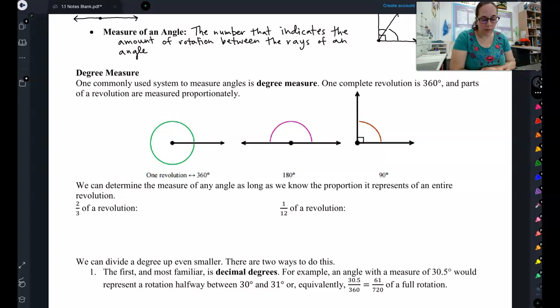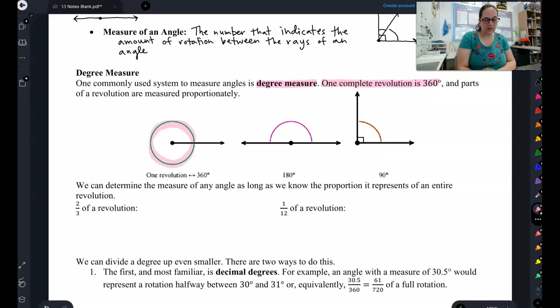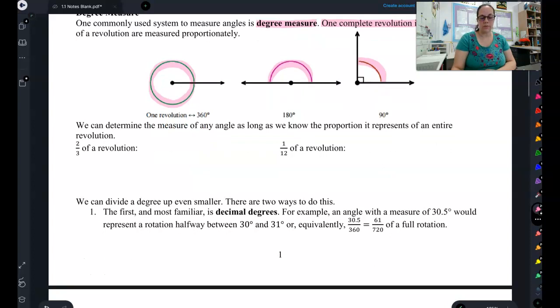One of the most common ways we measure angles is using degrees. Now, one complete revolution around the circle we say is 360 degrees. So if I want to go all the way around the circle, that's 360 degrees. That's one revolution, which would mean that half of a revolution would be 180 degrees because that's half of 360. And a quarter of a revolution would be 90 degrees, that right angle, because that's a quarter of a revolution, a quarter of a circle.